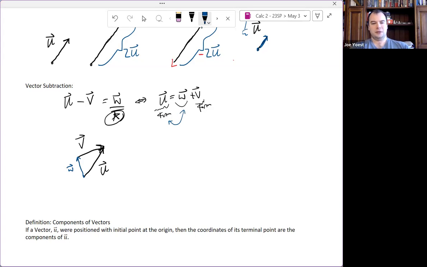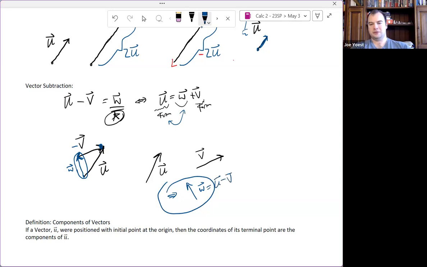So what is w bar equals u bar minus v bar? Well, minus v bar points this way, right? So we can see that u bar plus negative v bar gives me w bar. So if I had u bar like that, if I had v bar like that, then w bar is going to look like this. Or u bar minus v bar is going to look like this.